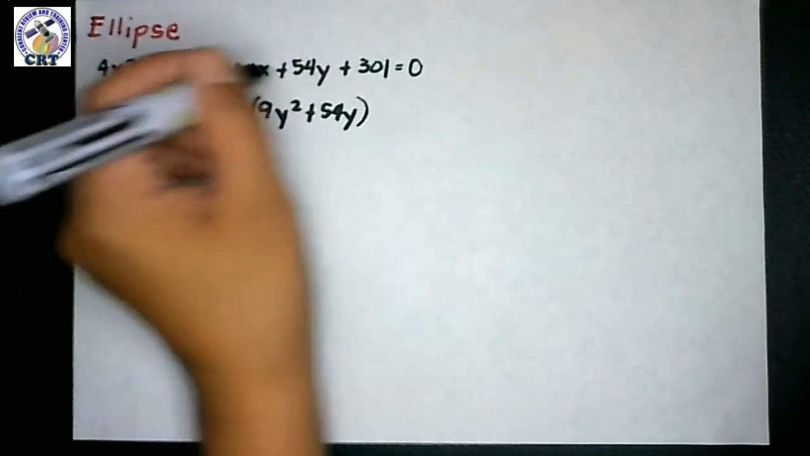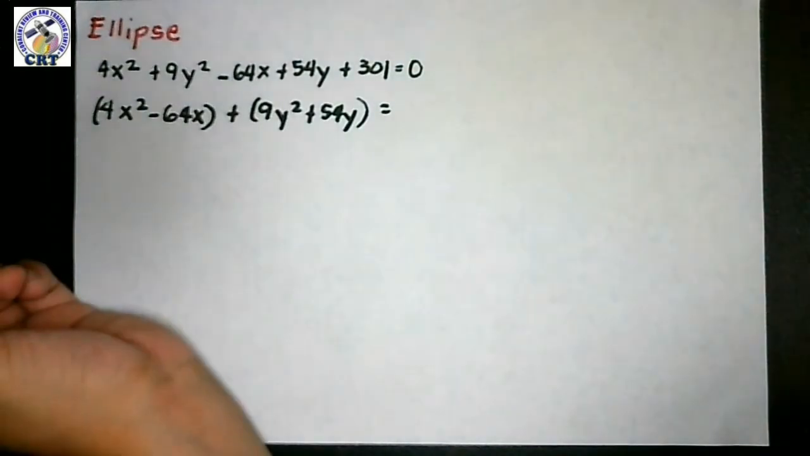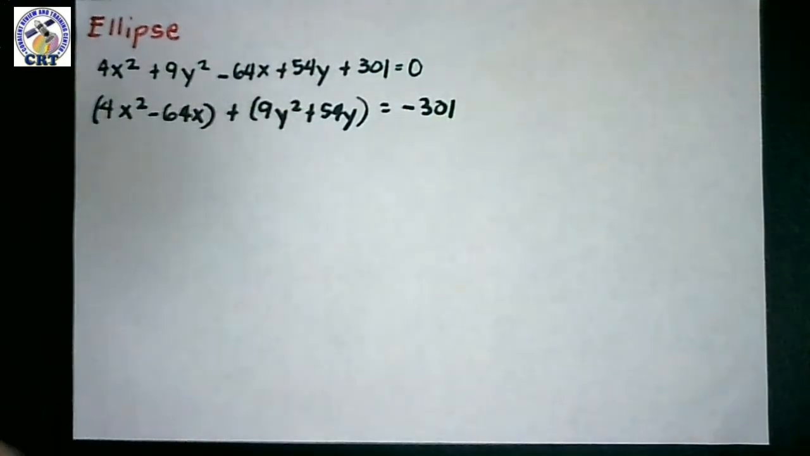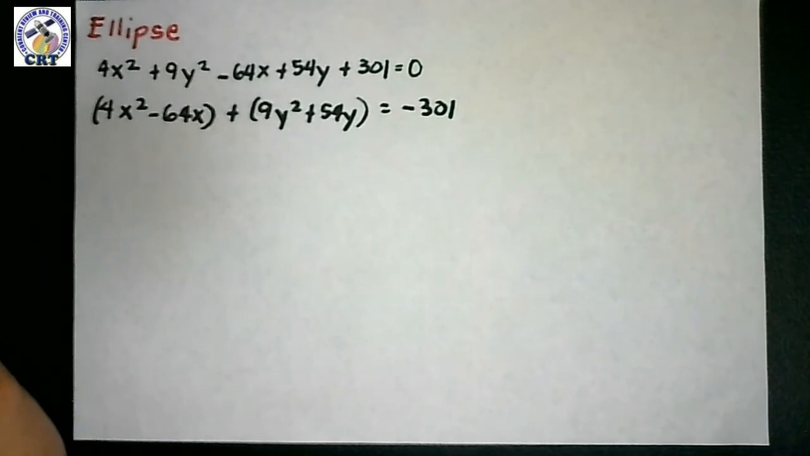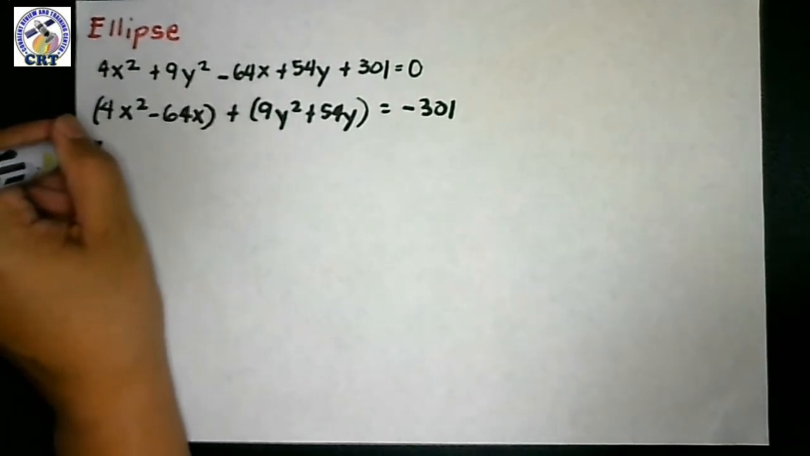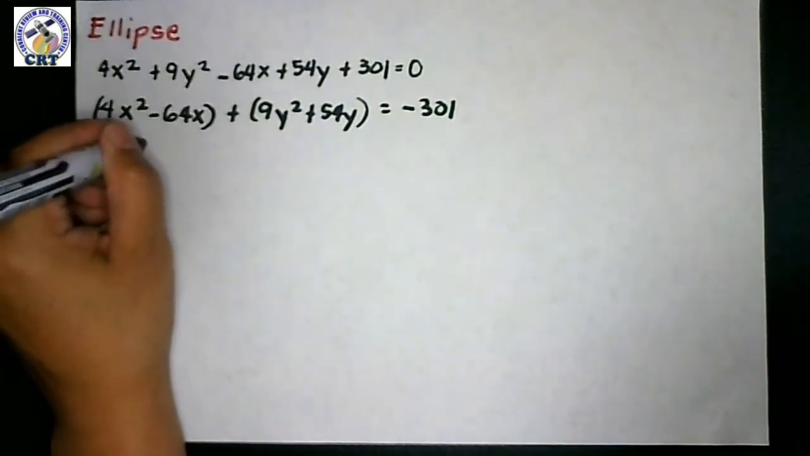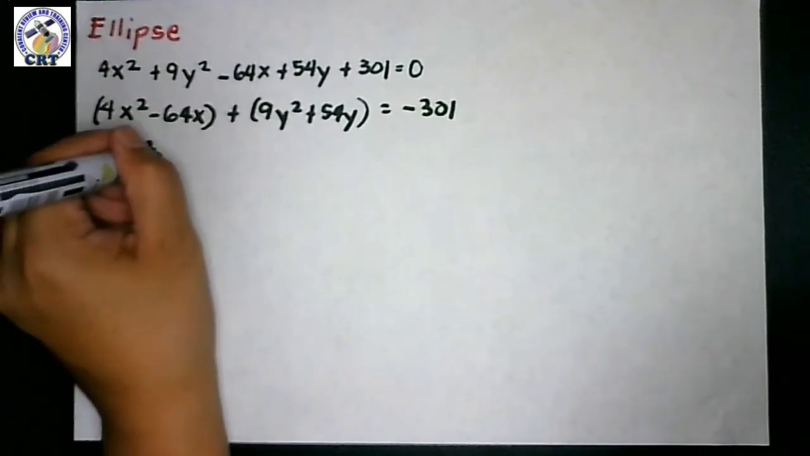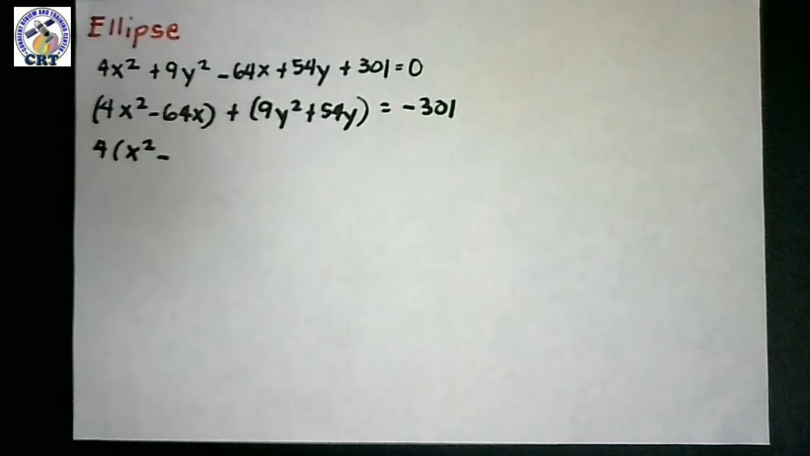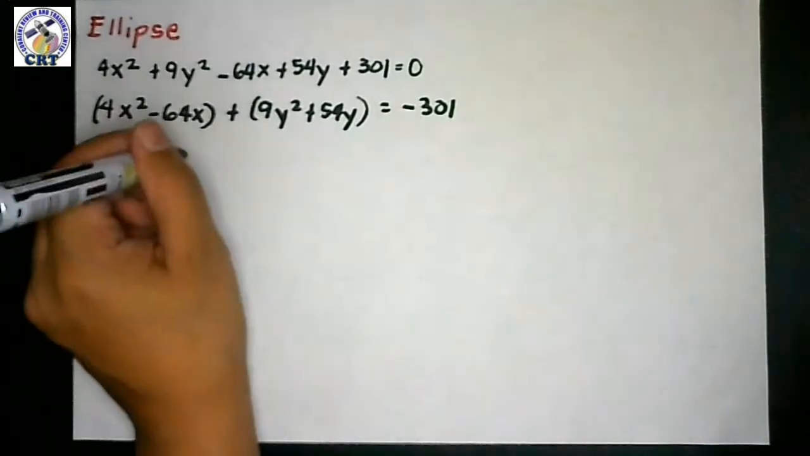And then transpose yung constant value or constant term. 301 magiging negative 301. Then, lahat ng coefficient ng x squared or yung variable na may square, factor out natin. So, this is 4. Magiging x squared na lang yan. Factor out natin yung 4 sa 64. So, magiging 16.